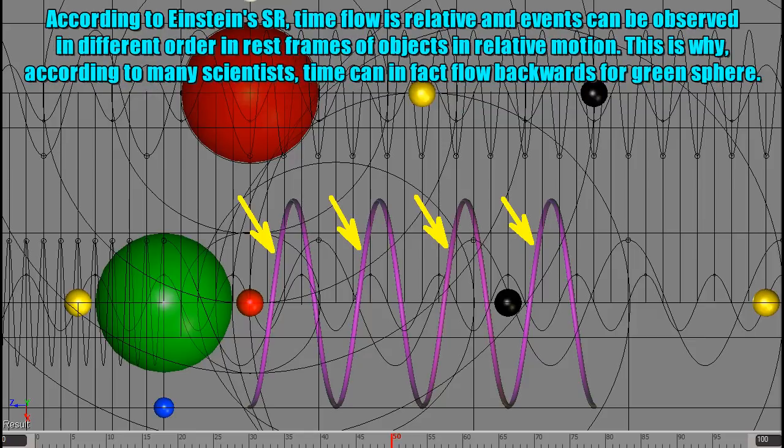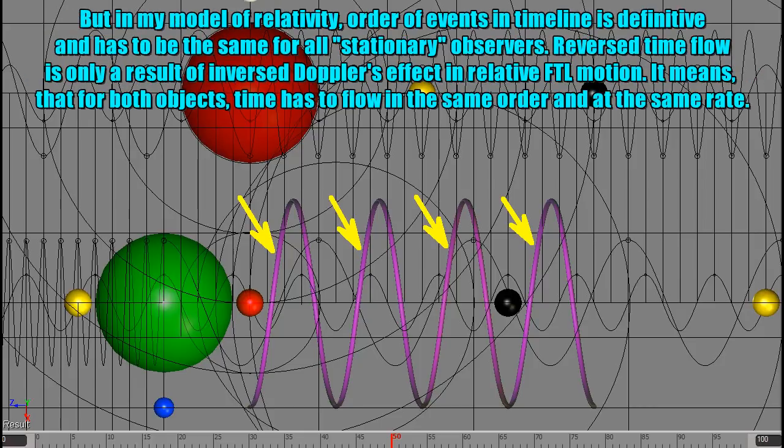The question is, if it has any meaning for the time flow observed by the green ball in its rest frame. According to Einstein's special relativity, time flow is relative, and events can be observed in different order in rest frames of objects in relative motion. This is why, according to many scientists, time can in fact flow backwards for the green sphere. But in my model of relativity, the order of events in the timeline is definitive and has to be the same for all stationary observers. Reverse time flow is only a result of the inverse Doppler effect in the relative FTL motion. It means that for both objects, time has to flow in the same order and at the same rate.